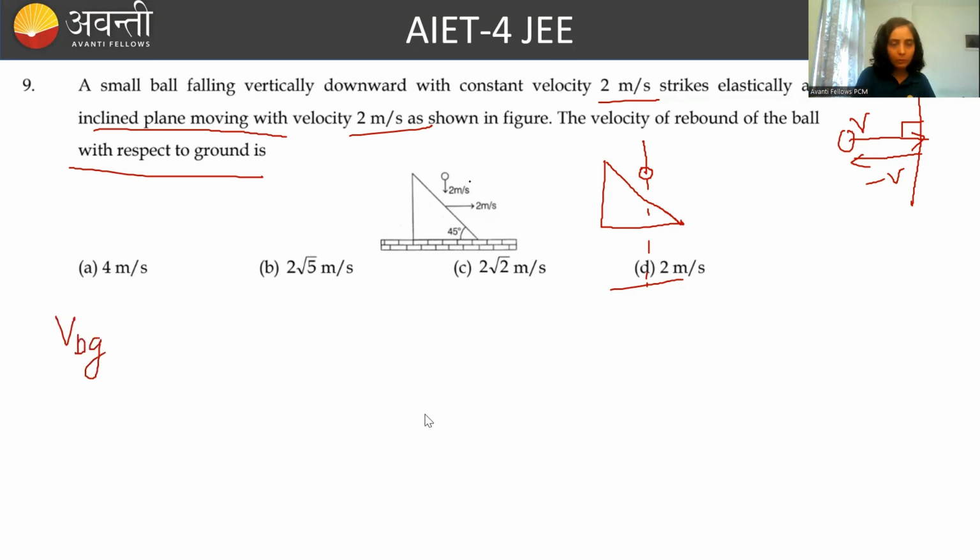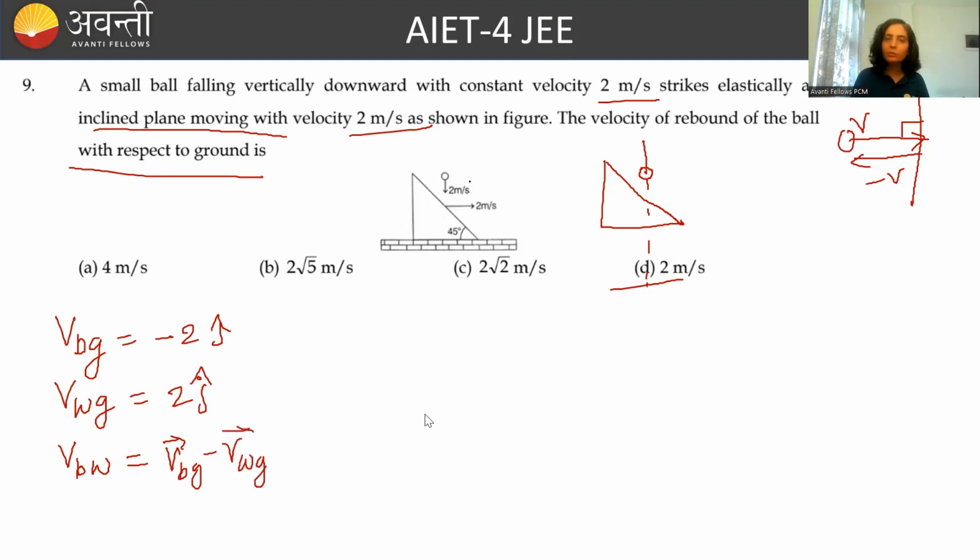The velocity of the ball with respect to the ground is how much? Minus 2 j cap. And the velocity of the wedge with respect to the ground is how much? 2 i cap. To calculate the velocity of the ball with respect to the wedge, what do we need to do? We need to subtract these two: VBG minus VWG. Let's do it vectorially first. VBG is in the downward direction, and VWG is in this direction, so minus VWG will be in this direction. And both have the same magnitude, 2 meters per second, right?